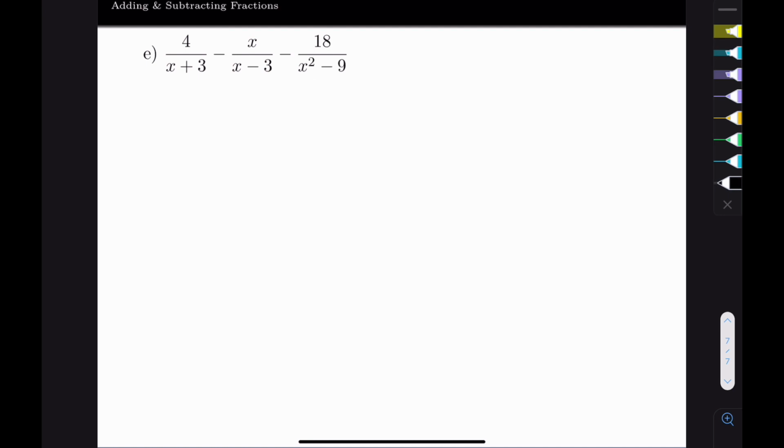Let's try one more, and now we've got 3 fractions that we are subtracting. So I still need to do the same thing of finding a common denominator, but for this third expression, it is not factored yet. So I want to go ahead and factor it as much as possible. So this way I can see what factors need to go into my common denominator. And be careful that you copy it down right and don't make tiny mistakes. So luckily x squared minus 9 does factor nicely into x minus 3, x plus 3.